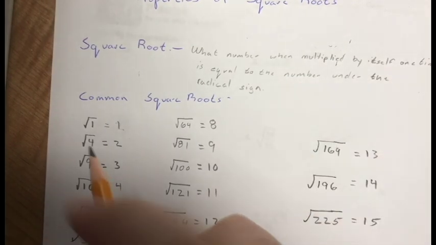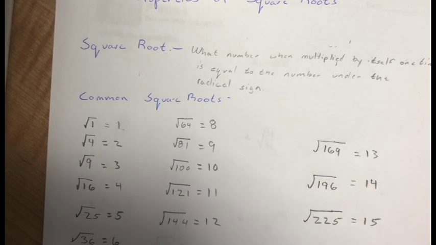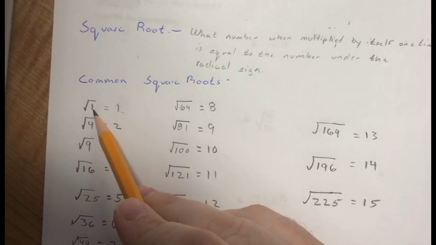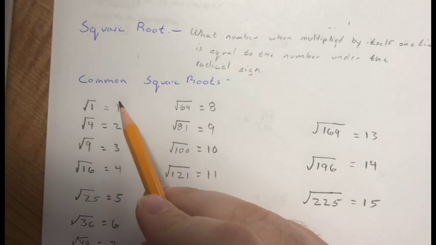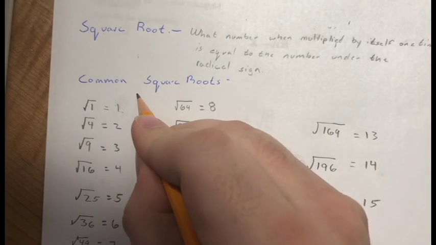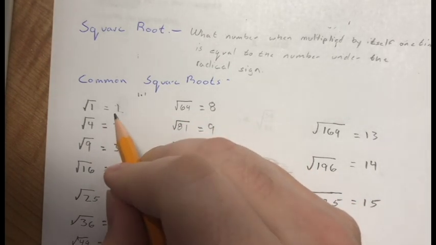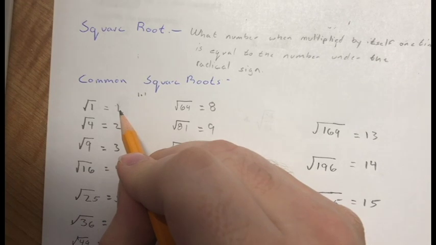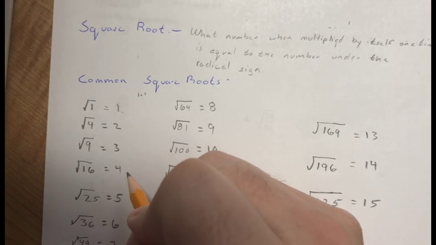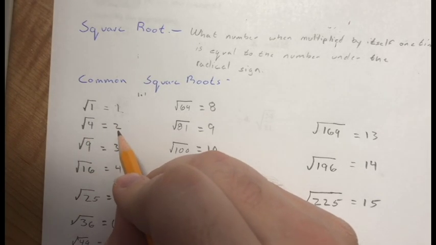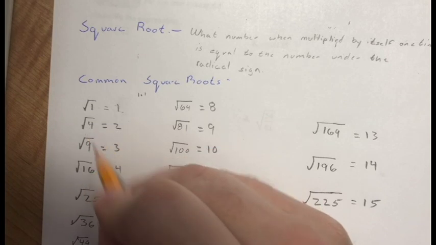So for instance, these are some common square roots. Most of these you probably already know. For instance, the square root of 1 is 1. And the reason why is that if I take 1 and multiply it by itself, I get 1. Same thing here, the square root of 4 is 2, because 2 multiplied by itself is 4.